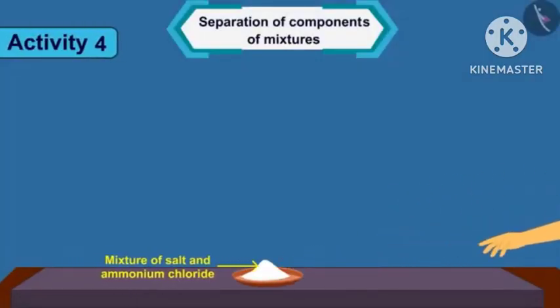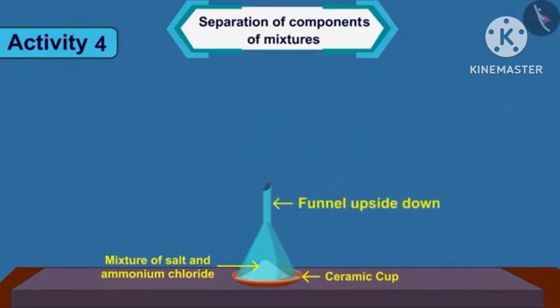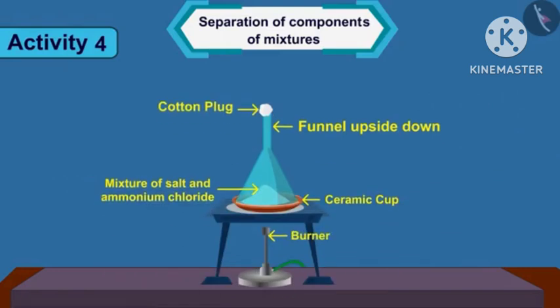Take a mixture of salt and ammonium chloride in a ceramic cup. Now cover this cup with a funnel upside down and close the open end of the funnel with cotton. Now heat the ceramic cup slowly using a burner. What do you see?